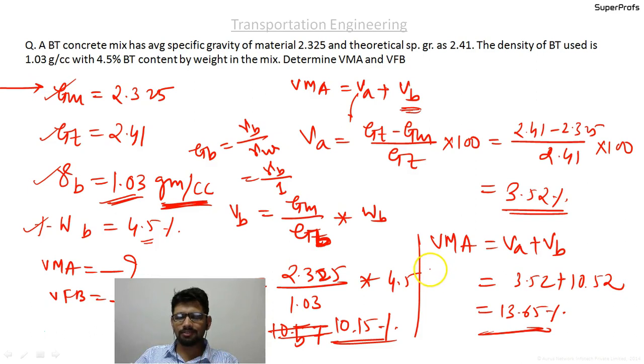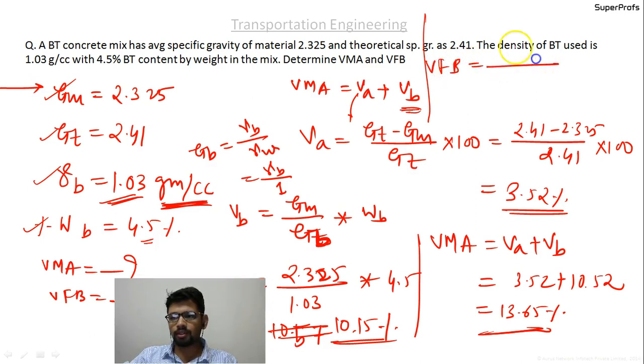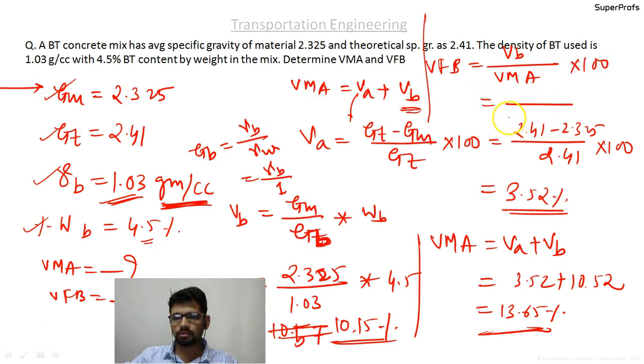So it's a very simple, straightforward question. We are left with the calculation for VFB, the volume of voids filled with bitumen, that is equal to VB upon VMA into 100. Here everything is in percentages. VB is equal to 10.15 upon 13.65 into 100, whatever comes is the answer. Now I want you people to calculate it. Please calculate.